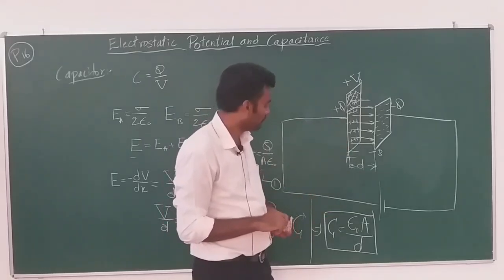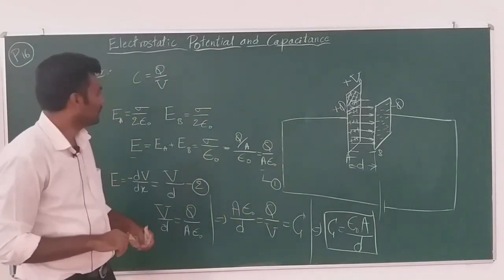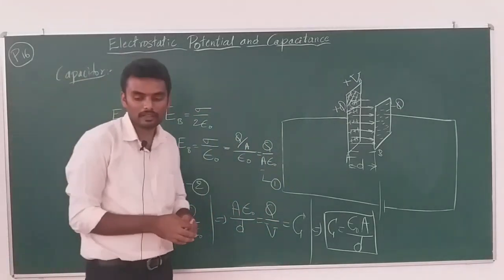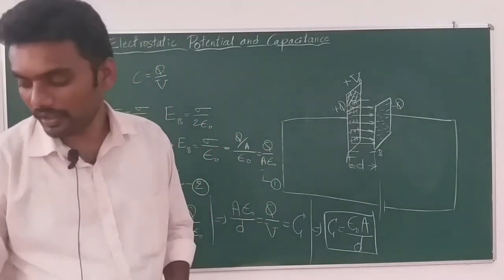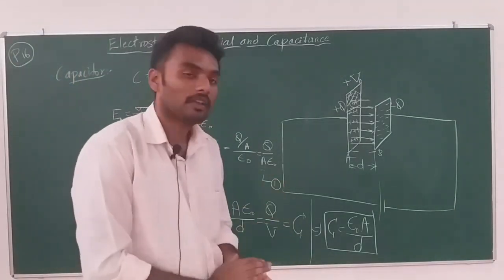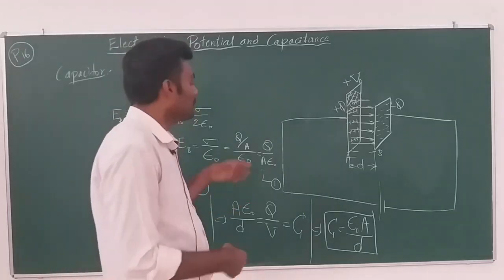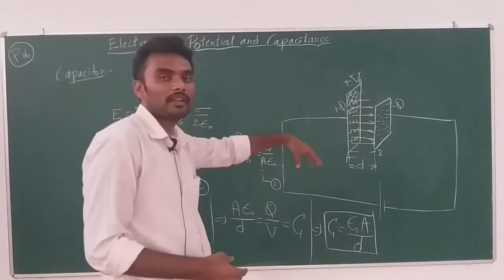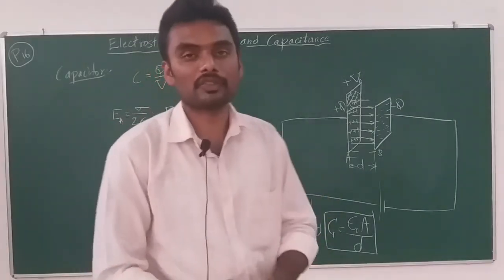This is the derivation of capacitance in terms of its physical dimensions and properties, and it is a very important derivation, normally asked for 3 marks. In the coming class we will discuss what happens when we put a dielectric medium inside it, and when we connect capacitors in series and parallel. We will discuss all those things.